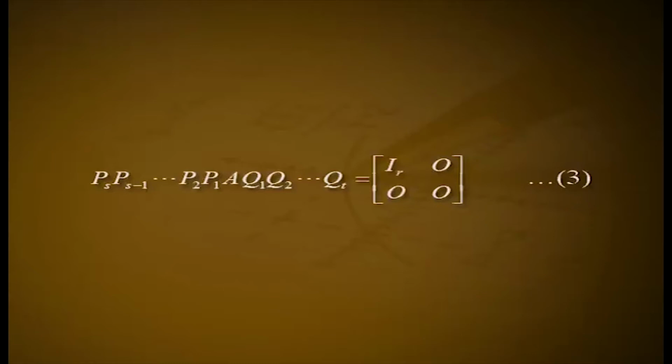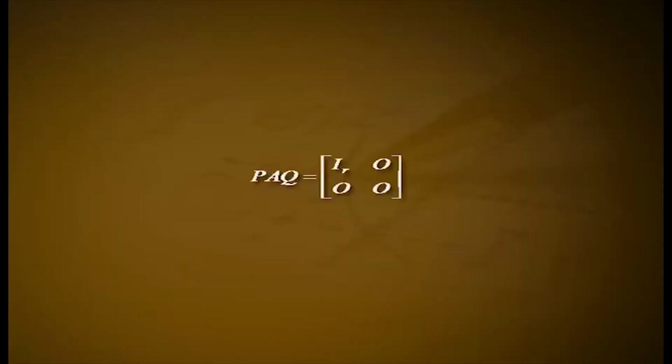Equation number 3. Let P be equal to Ps, Ps minus 1, etc., P2, P1, and Q be equal to Q1, Q2, etc., Qt. As the elementary matrices are non-singular, their product is also non-singular. Hence, P and Q are non-singular. We conclude from equation 3 that there are non-singular matrices P and Q such that PAQ is equal to matrix Ir 0 0 0. This completes the proof.